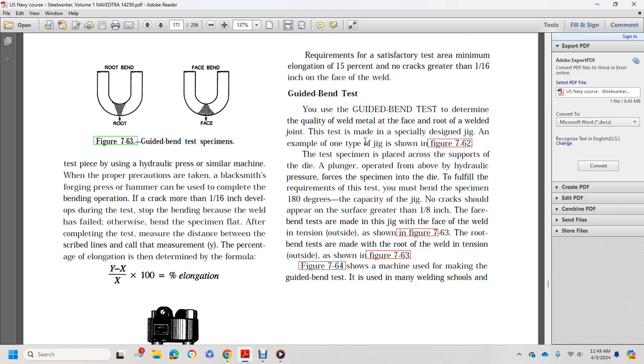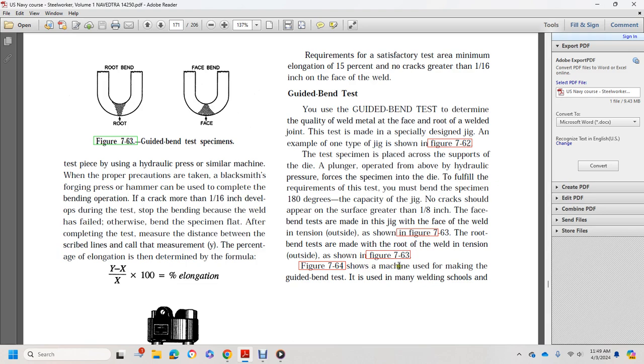The test is made with a specifically designed jig, and an example of one type of jig is shown in Figure 7-62. The test specimen is placed across the supports of the die. The plunger, operated by hydraulic pressure, forces the specimen into the die. To fulfill the requirements of the test, the specimen must bend 180 degrees or to the capacity of the jig. No cracks should appear on the surface greater than 1/8 of an inch. Face bend tests are made with the jig, with the face of the weld and the tension outside, shown in Figure 7-63. Root bend tests are made with the root of the weld and the tension outside, shown in Figure 7-63.